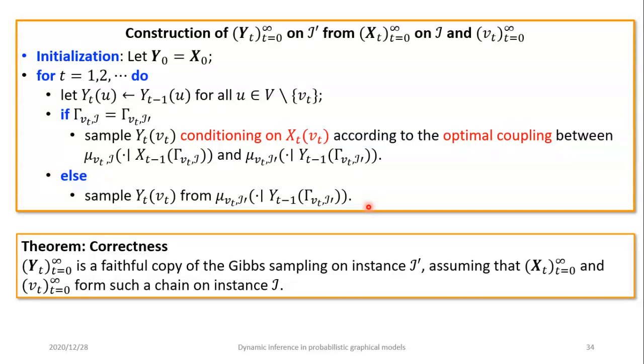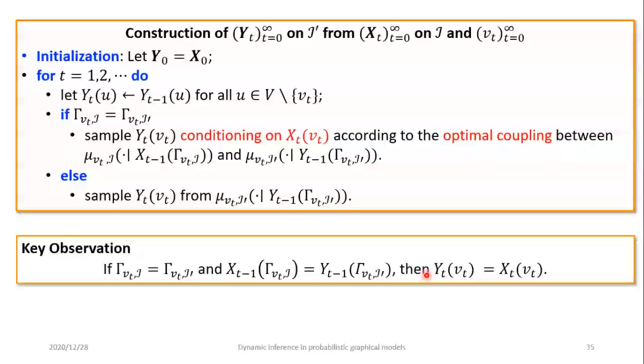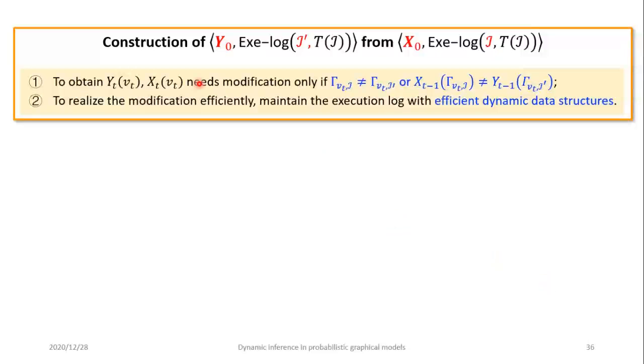Because the chain y_t is constructed according to the coupling between x_t and y_t, one can verify that if x_t and v_t form a chain of Gibbs sampling on instance I, then y_t is a faithful copy of the Gibbs sampling on instance I'. Moreover, in the constructing algorithm, one can verify that if γ_{v_t} and γ_{v_t}' are equal, and their assignments are also equal in step t-1, then y_t(v_t) is equal to x_t(v_t). Thus, the execution log on I' can be efficiently constructed from the execution log on I.